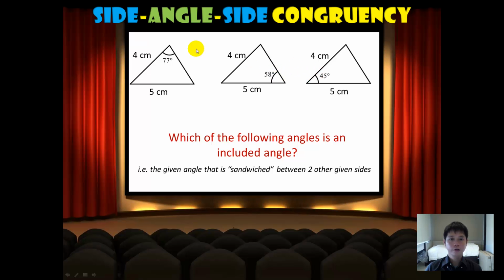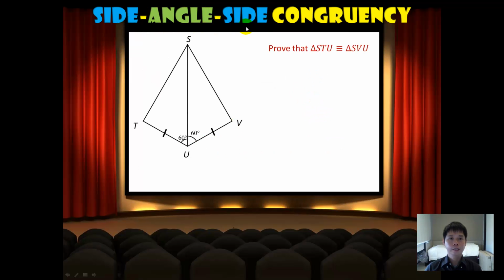Next, which of these given angles here is an included angle? Yes, this will be the included angle. To use SAS or side angle side, the angle here must be an included angle. So can we prove 2 corresponding sides are equal and there's an included angle which is equal too? Let's start off by proving 1 pair of corresponding sides are equal. Yes, SU is equal to SU because they are the common side.